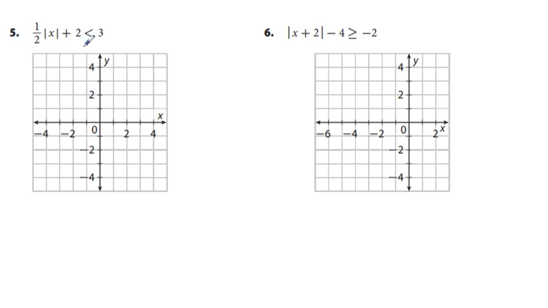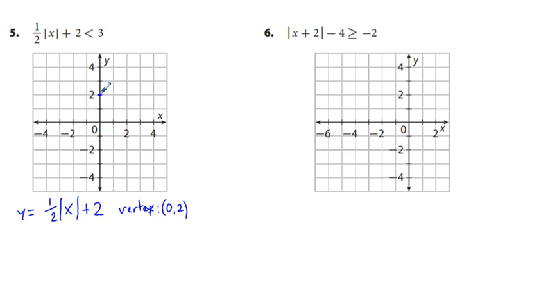Number 5. We have 1/2 absolute value of x plus 2 is less than 3. The first thing I'm going to do is just graph the left side as given. If we take y equals 1/2 absolute value of x plus 2, our vertex for that is going to be the point 0, comma 2. So here we go.